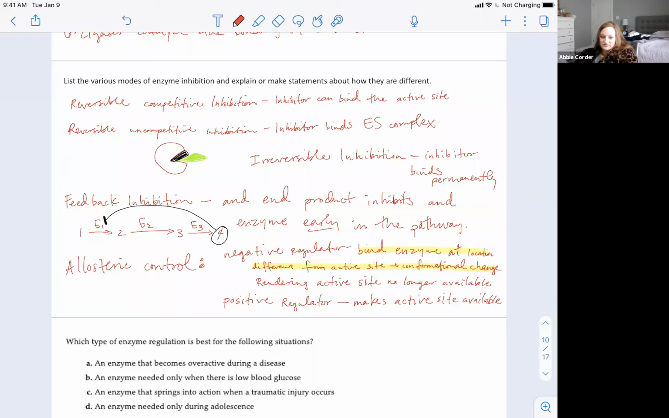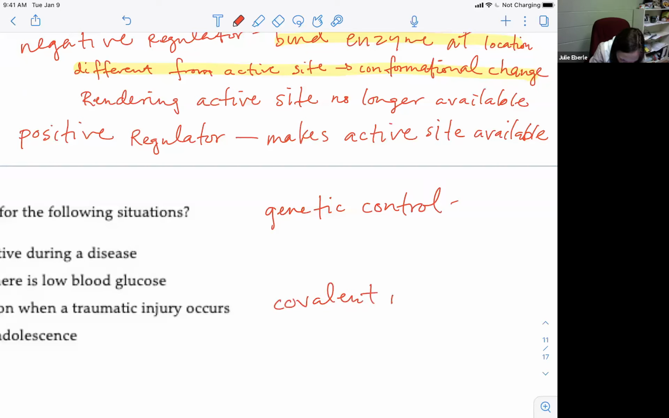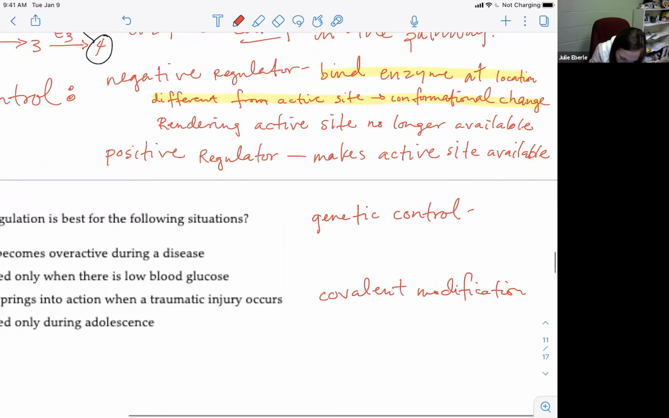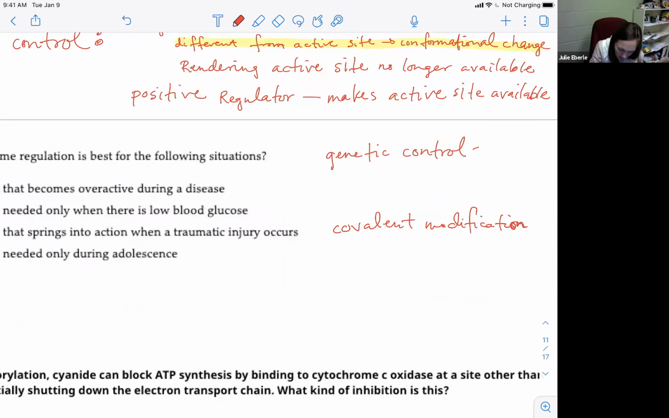Genetic control and the zymogen? Yes, which zymogen was an example of covalent modification. Okay, so the two other kinds, I'll just write them down here. Covalent modification. All right, so in genetic control, it's just that enzymes are regulated by their synthesis.